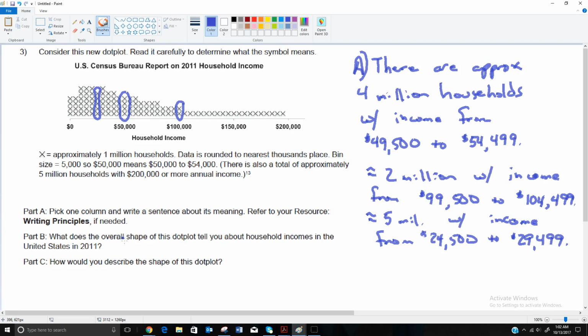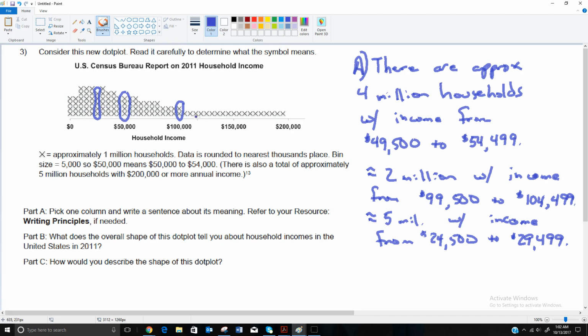What does the overall shape of this dot plot tell you about the household incomes? Well, you can see there's a lot more households on this end of the scale than this end of the scale. So we have a large majority of people that are making definitely under 100,000. We could probably even say about half of them at least are making under 50,000. Yeah, that definitely looks like more than half of the X's on this graph.